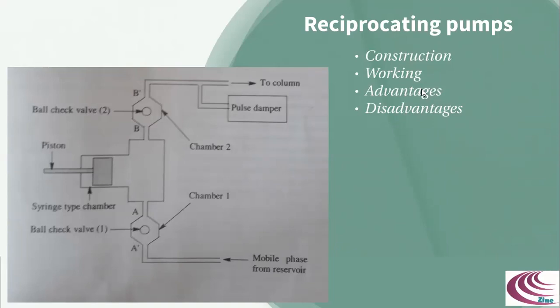The reciprocating pumps provide high output pressure up to 1000 psi, and they provide a constant flow rate of the mobile phase, which is independent of the column back pressure and solvent viscosity.